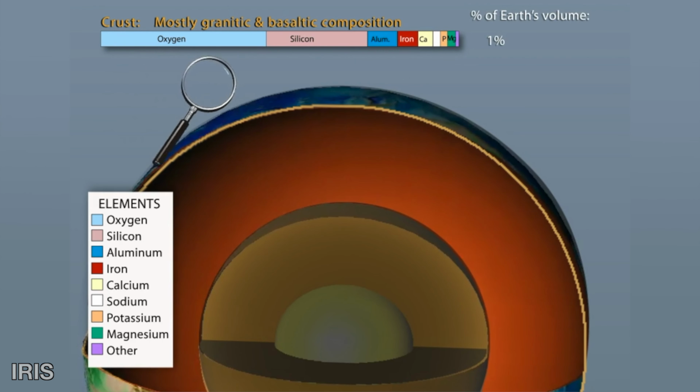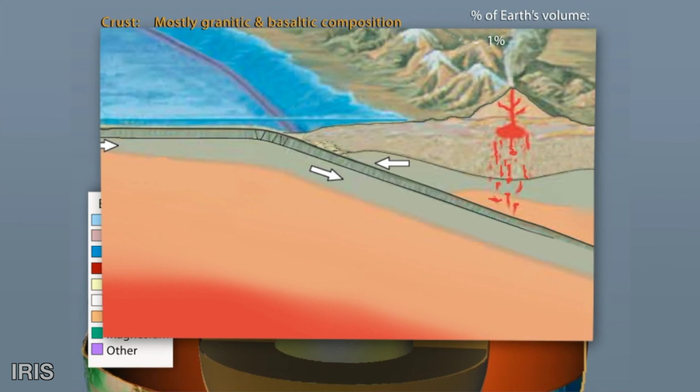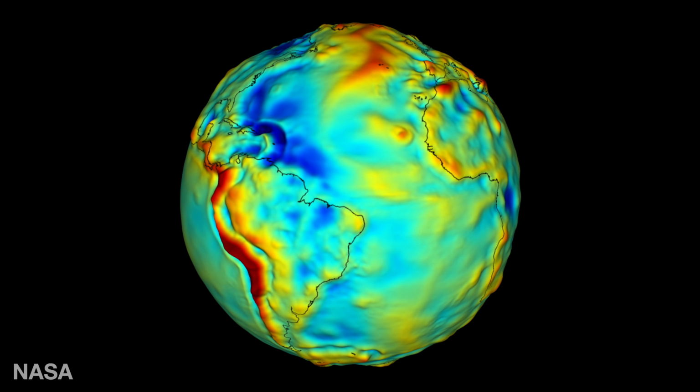Finally, the top layer is the crust, where we live and used to watch Game of Thrones, RIP Daenerys. The crust, compared to the mantle and the core, is less dense, and in response to stress, it behaves more brittly than the mantle.